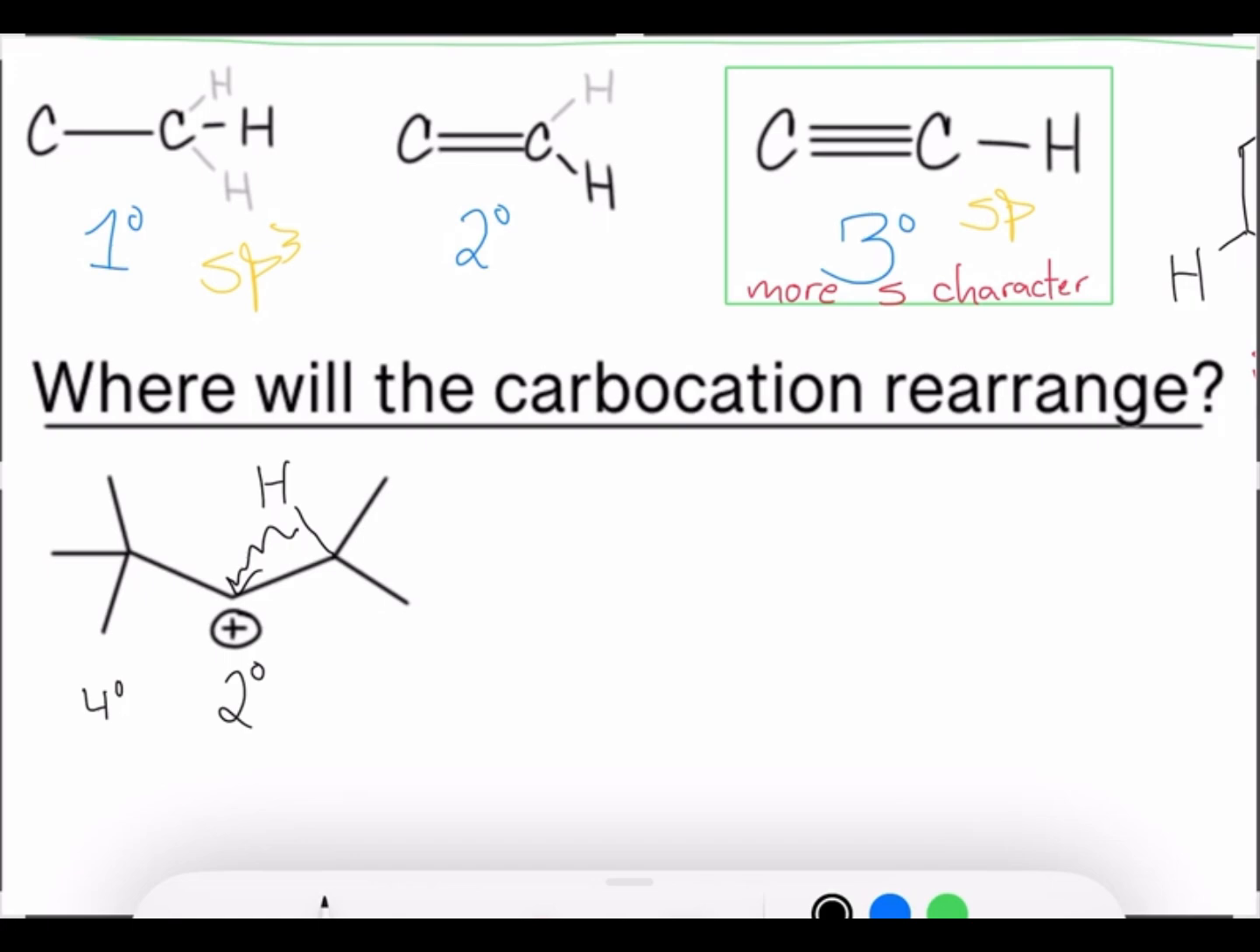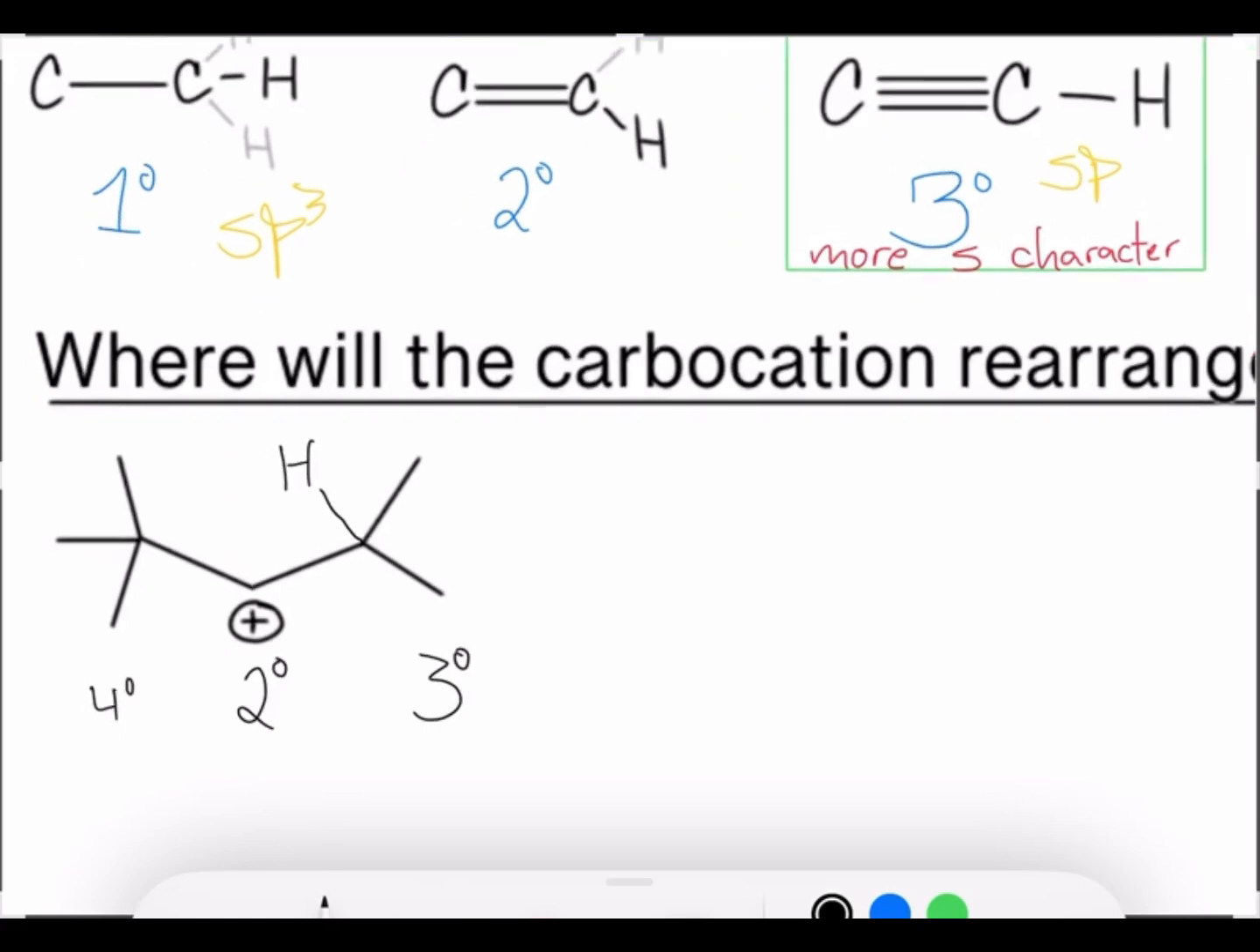Now, this molecule over here is classified as tertiary because it has the 3 carbons, in case that was a little bit confusing, whereas over here it's quaternary because it has 4 carbons. So we're counting the carbons, everyone. Now, let's see. Are we going to have a methyl shift or a hydride shift?